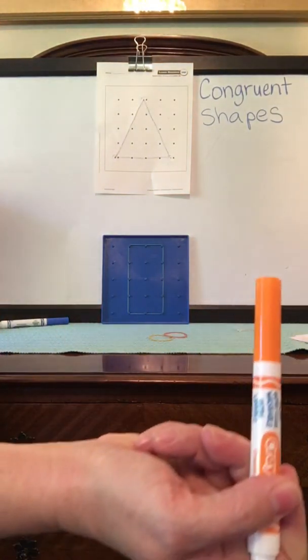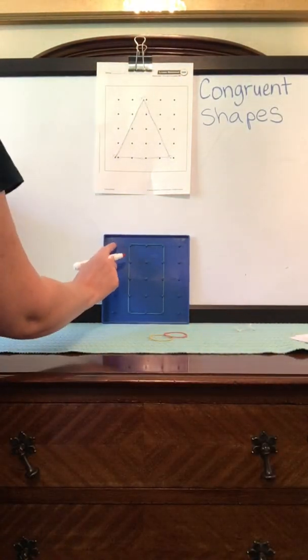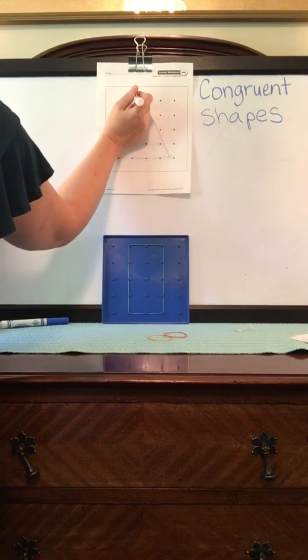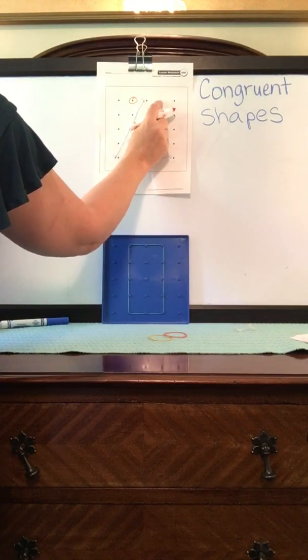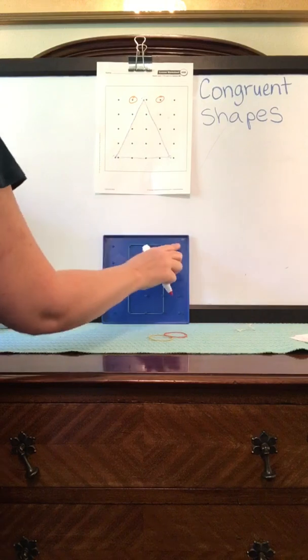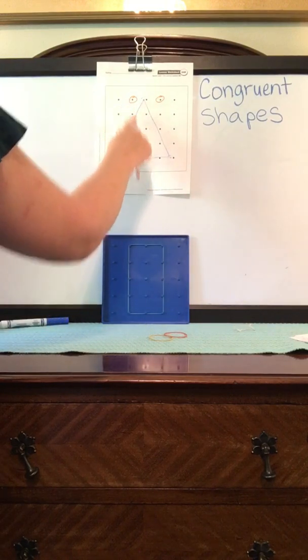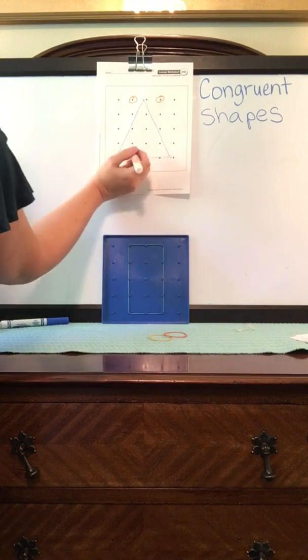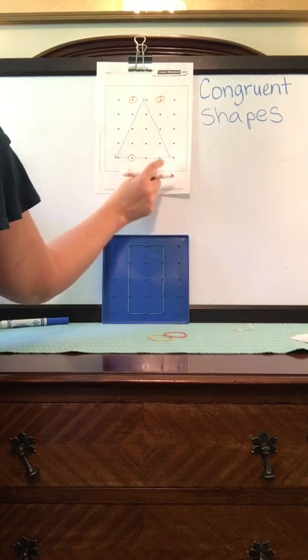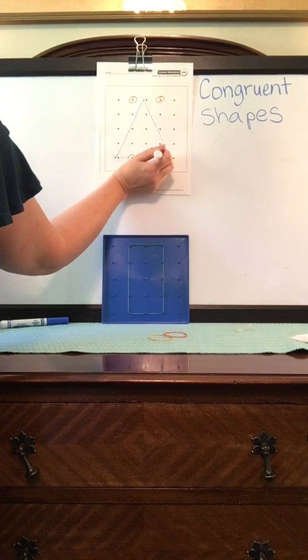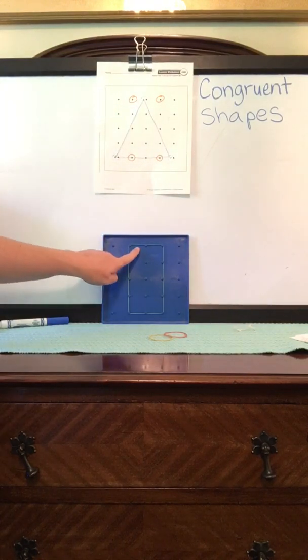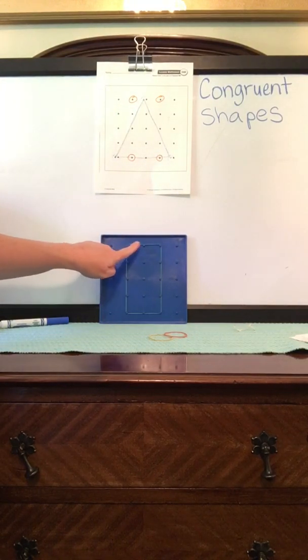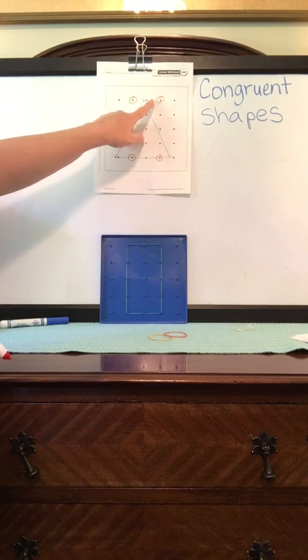New color, orange. Okay, so I skip this one, circle that one, skip, circle, because I don't use those two corner ones, and then I know I go all the way down to the bottom, skip the outside one, circle, skip the outside one, circle. Now, I see that my rubber band has gone 1, 2, 3, 1, 2, 3.